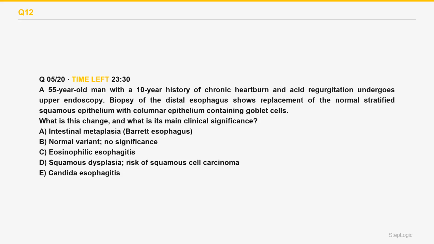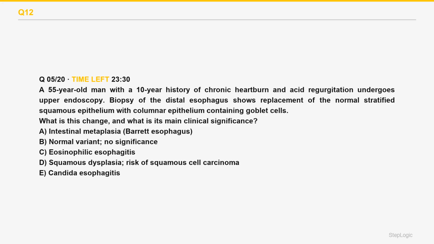What is this change, and what is its main clinical significance? A 55-year-old man with a 10-year history of chronic heartburn and acid regurgitation undergoes upper endoscopy. Biopsy of the distal esophagus shows replacement of the normal stratified squamous epithelium with columnar epithelium containing goblet cells.